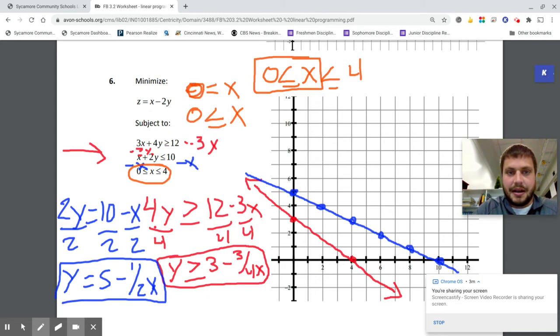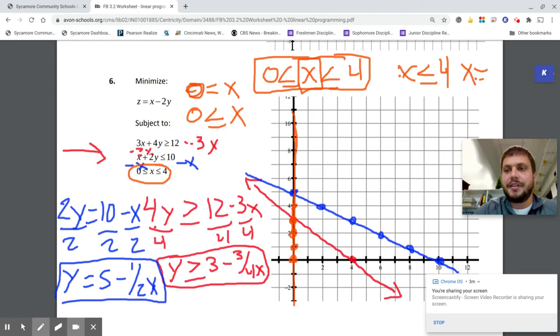So I think about points that have an x value of 0: 0, 0, 0, 1, 0, 2, 0, 3, 0, 4. This is a vertical line. I then graph just the other side here, which is that x is less than or equal to 4, meaning I'm going to graph the line x equals 4. Start thinking about points that have an x value of 4: 4, 0, 4, 1, 4, 2, 4, 3, 4, 4. Again, a vertical line.